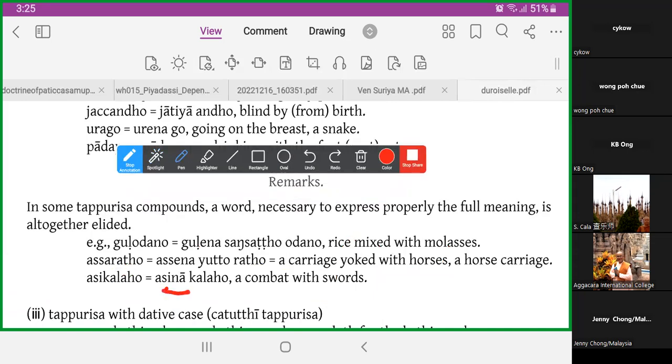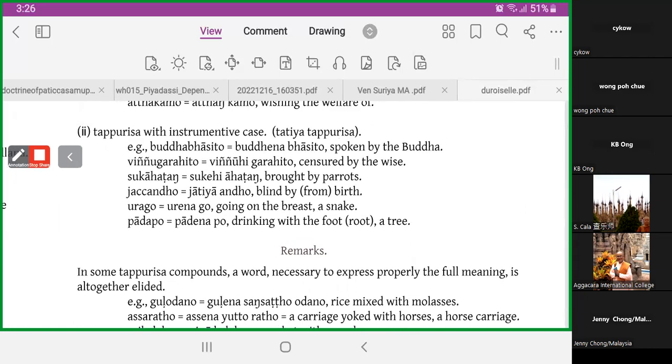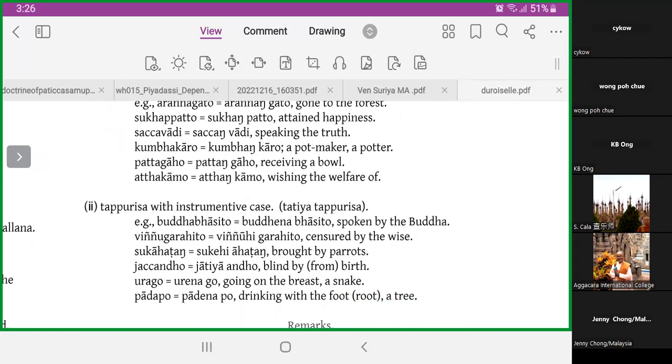This one, asina. Asi is sword, so na is instrumental. So asina, with swords. Kalaho. Kalaho is like fighting here, combat. So you combine asi kalaho. So you can see in most of the cases here, the na is dropped, the asa is dropped, the na is also dropped. So Tappurisa means that when you have two words, for the first member you drop the case, and then you combine the first member and the last member. Okay, so this is called Tappurisa. So earlier one is the accusative case, the instrumental case.